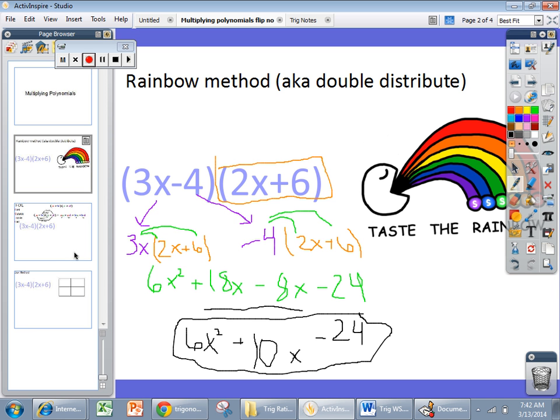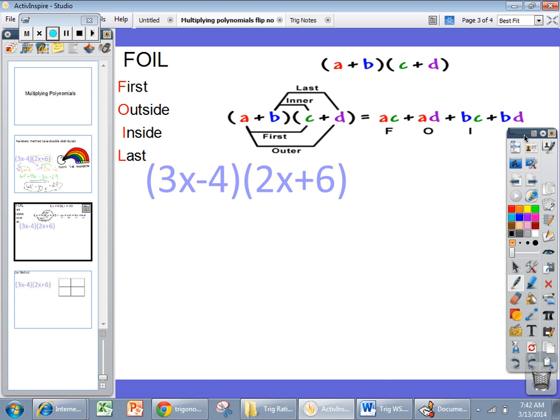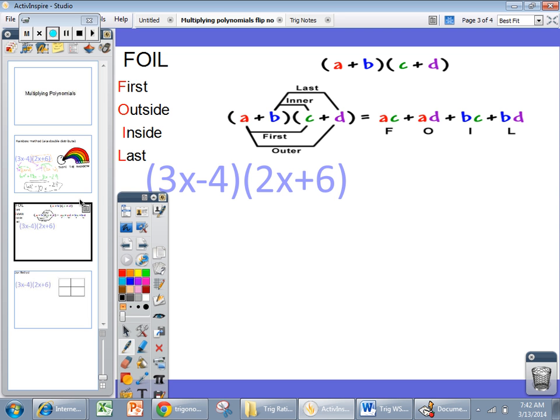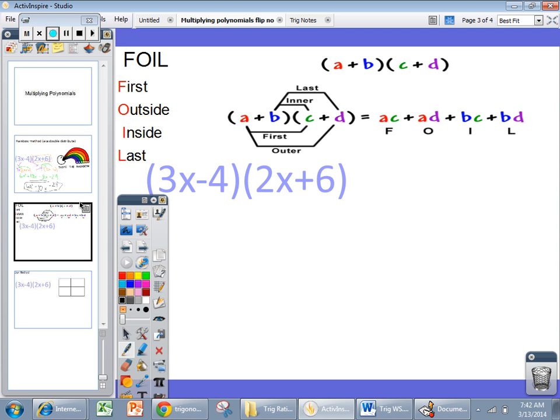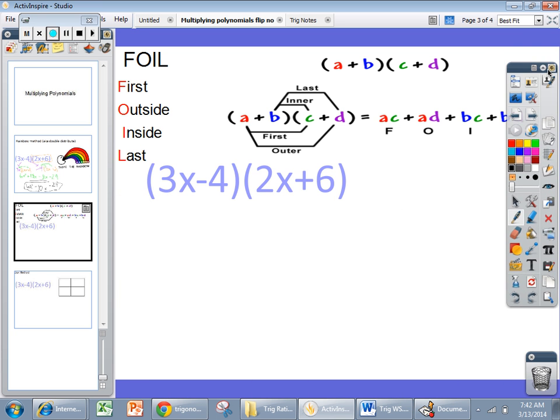All right, so the next way that we're going to use is our FOIL. And so FOIL stands for your first, your outside, your inside, and your last. So if you're like me and want to color coordinate, I would color coordinate that part that you can't really see so good on yours because I don't have a color copier. So if you want to color coordinate, you can. But you don't have to because I'm going to show you how to do it step by step.